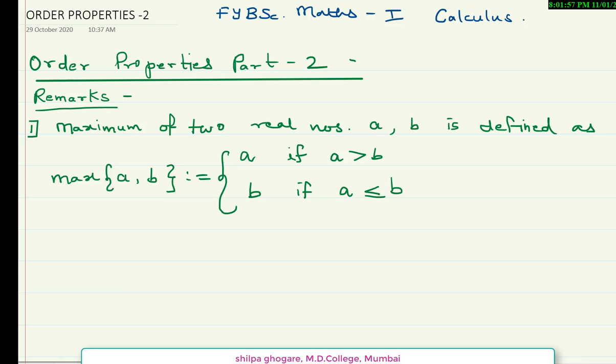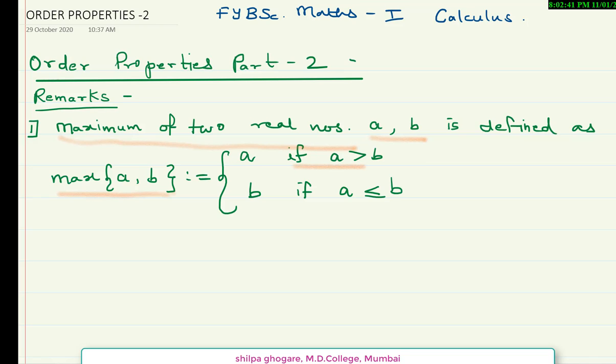The first one is the maximum of two real numbers. Let's say the two real numbers are A and B, and the maximum of A and B is defined as A if A is greater than B. Maximum is the bigger one, the bigger of both A and B. So if A is bigger, who is the maximum of A and B? A. And if B is bigger, the answer is B. How do you write it mathematically? The notation used is max in curly brackets A comma B.